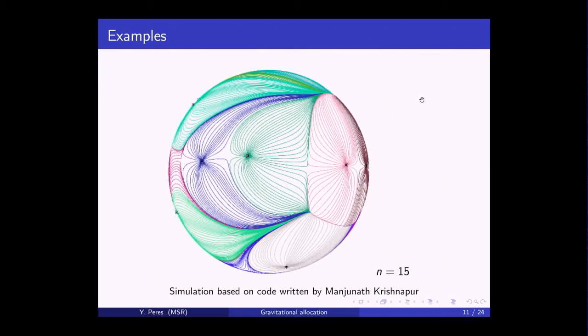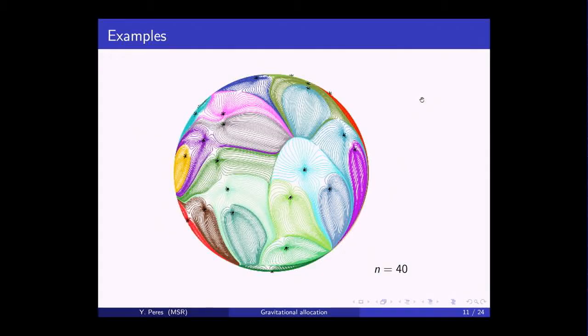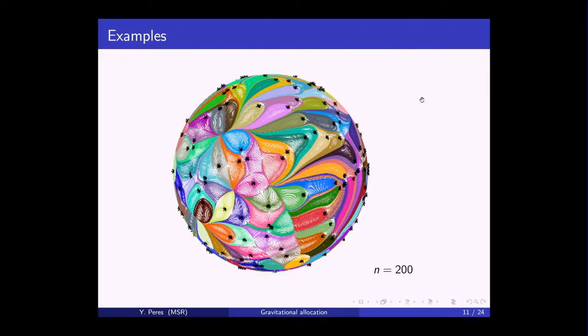Okay, so the code for these pictures was first written by Manju Krishnapur and then modified by many people. Here you'll see the pictures for different values of n, and you'll see they change because as n grows, the domains get more elongated. So this is for 750.